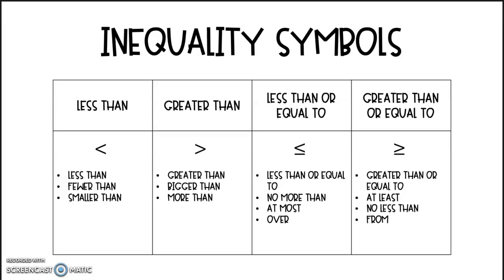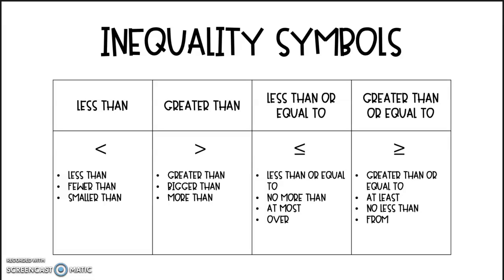So here are our inequality symbols that we're going to be using. This is what we're using instead of the equal sign. So we've got our less than sign, our greater than sign, less than or equal to, greater than or equal to. The difference between those is less than or equal to is going to include whatever the value is, and it's going to have a line under the symbol. Same thing with greater than or equal to, it's going to include whatever value we're talking about and have that line underneath the symbol.